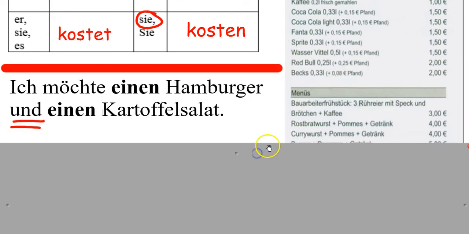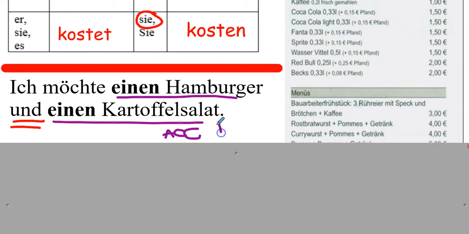All right. If you want to order multiple things, you would ask for them using and. So zum Beispiel, for example, ich möchte einen Hamburger und einen Kartoffelsalat. So I'd like a hamburger and a potato salad. The thing to note is because I is the subject, that makes hamburger and potato salad the accusative case in German, also known as the direct object.